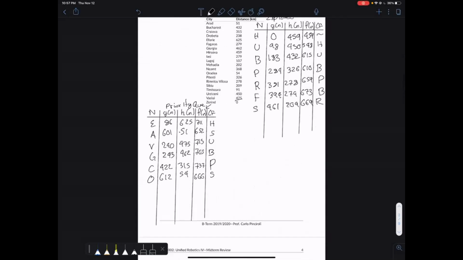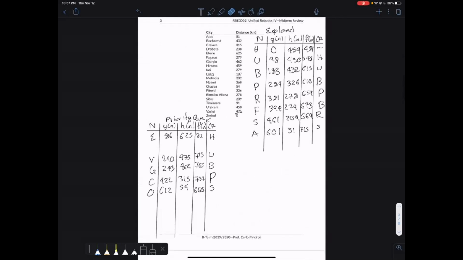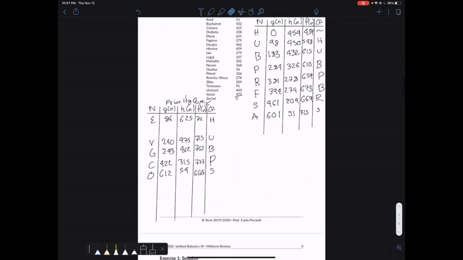Next question is, what's the next node that we pop? Next node that we pop is the one with the lowest cost, as always, and that's going to be node A. Node A is going to be 601, 51, 715, and it came from node S. Cool. We're going to pull this out of our list here. Okay, so we have node O.